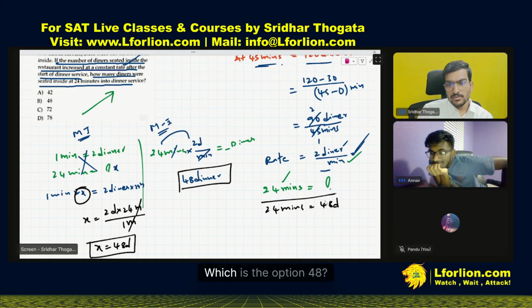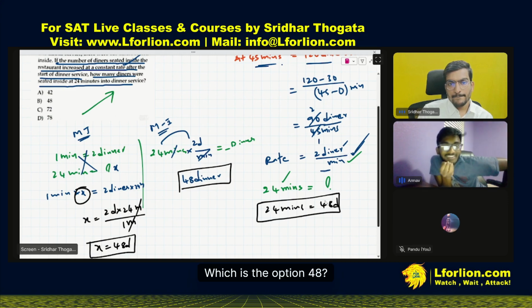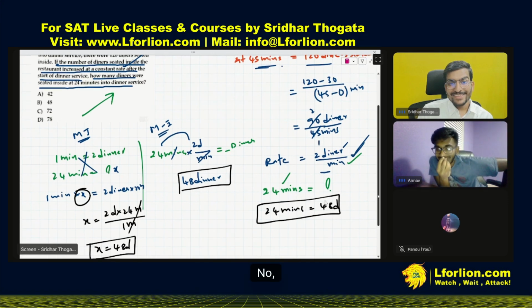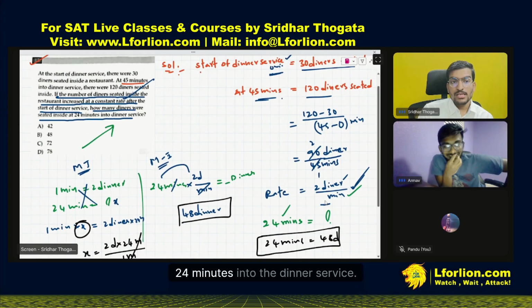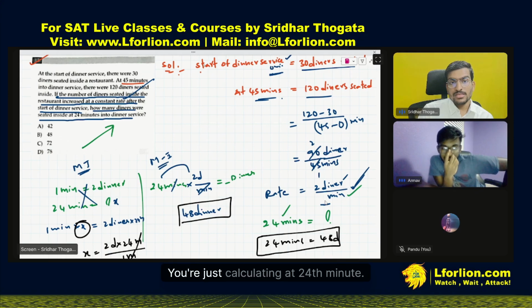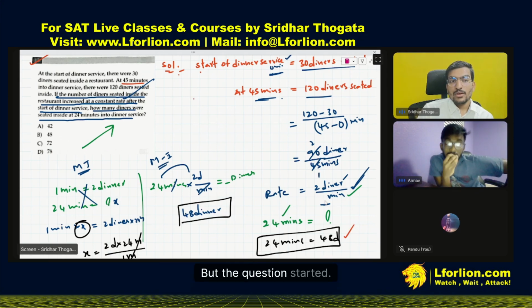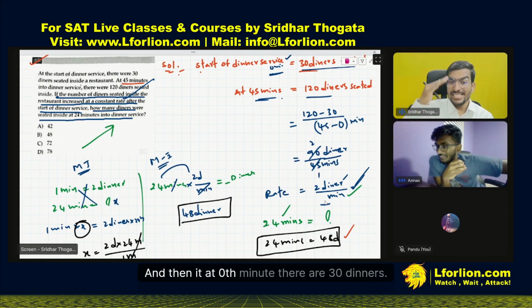So what's the answer, mister? Which is the option? 48, option B. No. They said how many dinners were seated inside at 24 minutes into the dinner service. You're just calculating at the 24th minute. But the question said the restaurant started the dinner service with 30 dinners seated inside, so at the 0th minute there are 30 dinners.